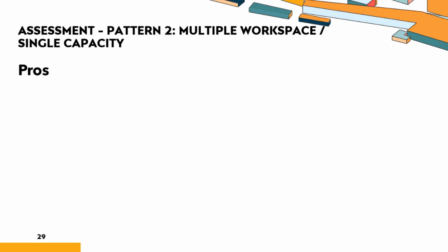Let's move on to pattern 2, multiple workspace, single capacity. So Brutus, on the pro side, realizes that because you have more workspaces, you have the availability of improved scalability. We can add more workspaces for individual users. We can add more workspaces, again, for medallion architecture.